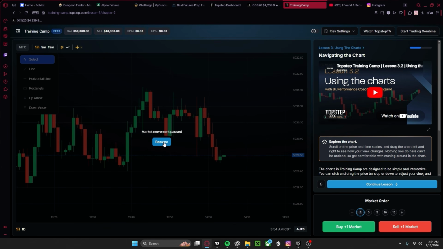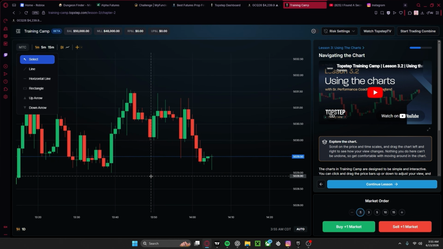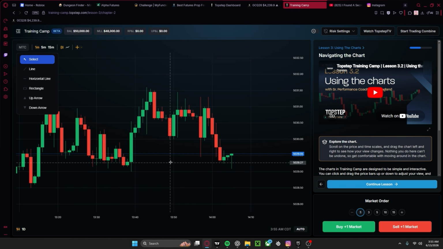So today I'm basically practicing my fair value gaps for my $50,000 funded account. All right, we're gonna resume. I'm gonna look at the market real quick. Okay, starting off, I can see multiple fair value gaps.